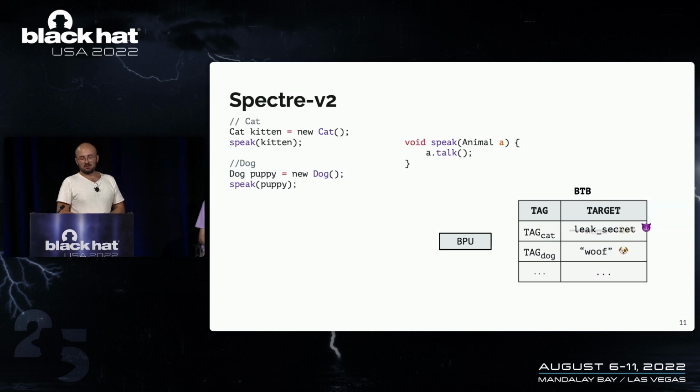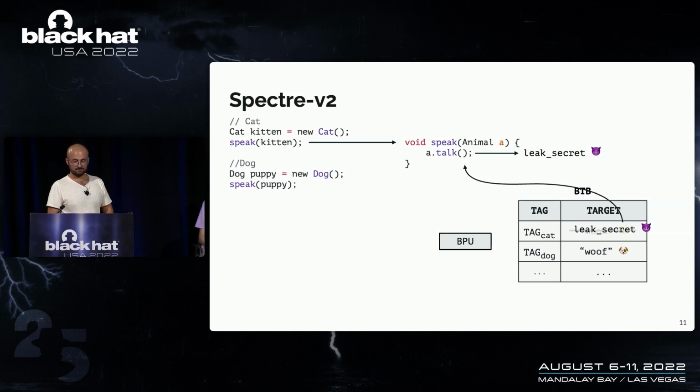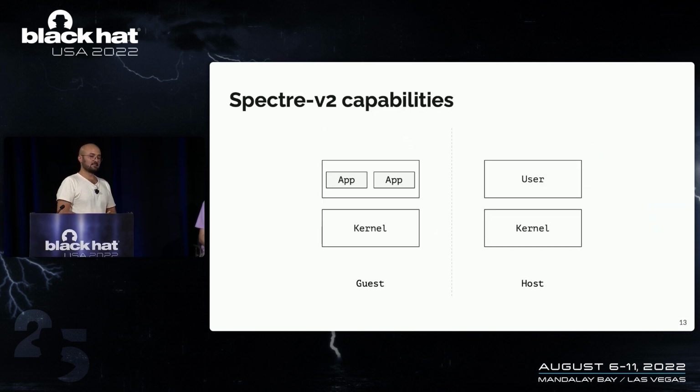So now what happens is when the cat class calls the speak function again, for that specific class you would expect to execute the meow function, but now you overwrote it with the leak secret function, which means that you will execute the leak secret function instead of the meow function. And as we said, this works across different privilege levels, so you can build cross-privilege attacks. You can do it across different applications running on the same core, between user and kernel, and even guest and host, because the CPU has no idea that there are different contexts. So you can imagine this is quite scary, right? Because this allows you to build attacks across all different privilege levels.